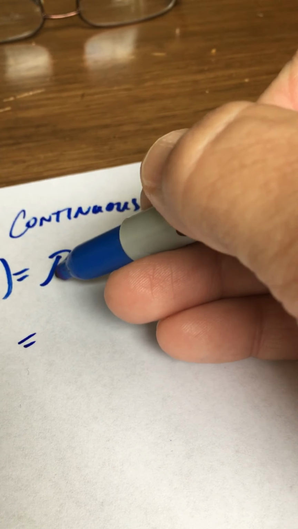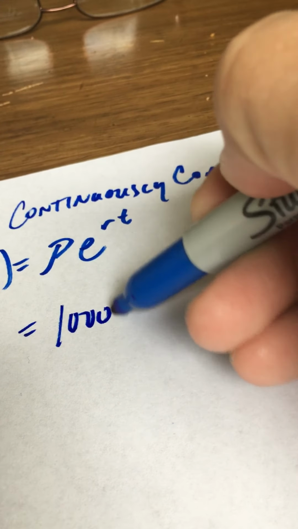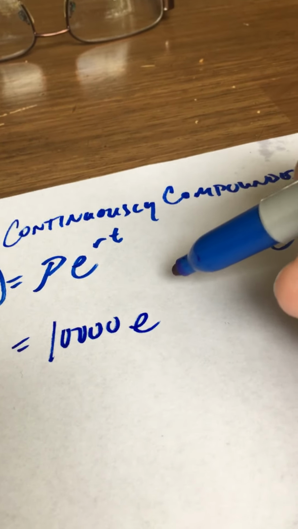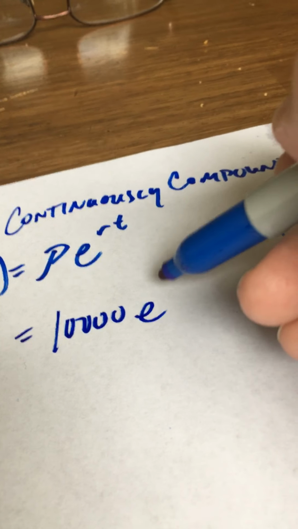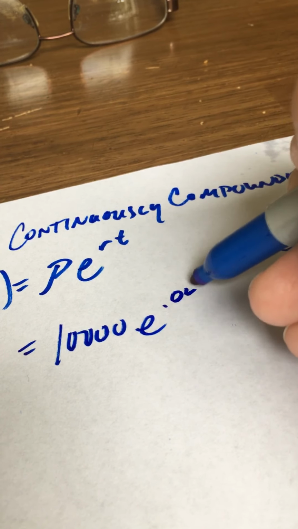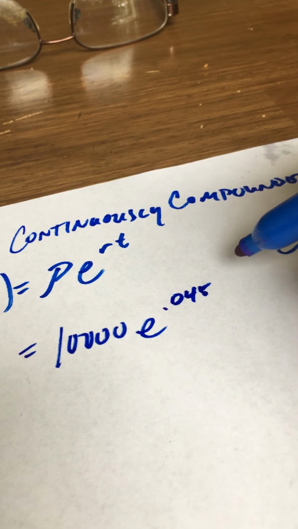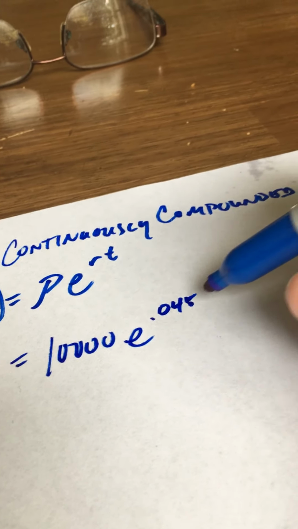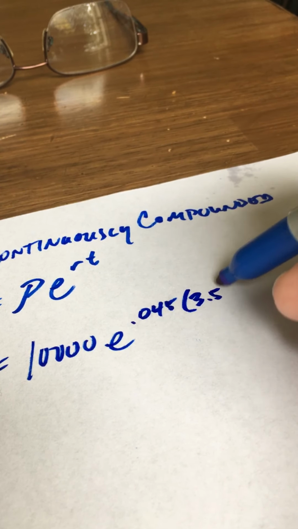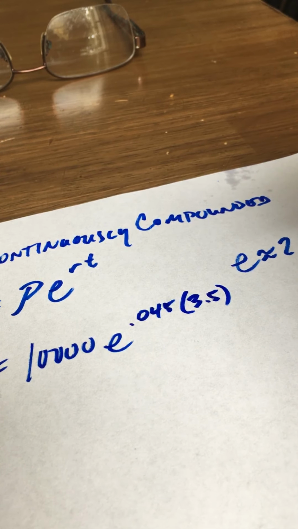Okay? But you're still going to plug in like you've been doing. The original amount, the principal, is $10,000. E is going to stick there. The rate she had was 0.45, so you move the decimal, it's 0.045. And it says, what's the interest going to be, or how much money is she going to have after 3.5 years? So the time is 3.5 years again.